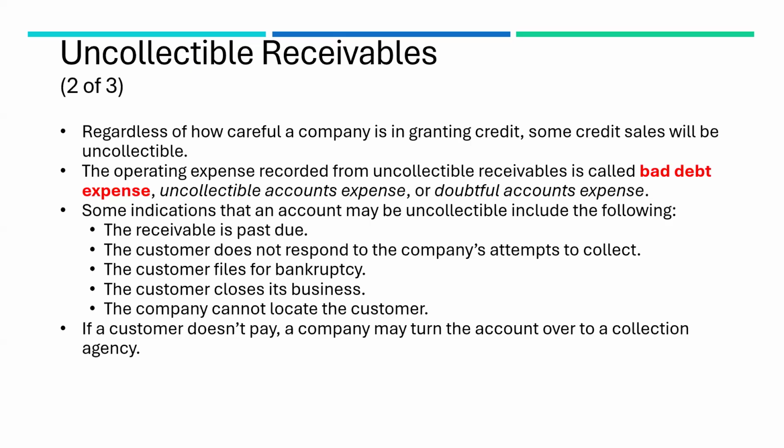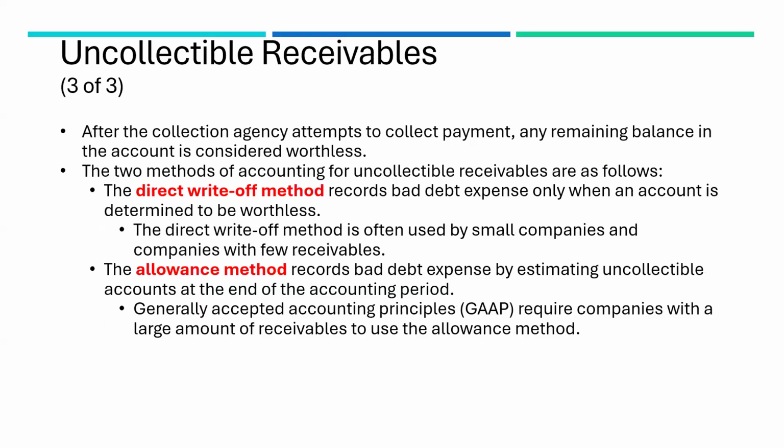And if the customer doesn't pay, the company might turn the account over to a collections agency, and then it'll eventually get collected, or not, or they might just never see that money again. And so there's 2 methods to account for this. One is the direct write-off method, and it expenses to bad debt expense when the account is written off. And it's really only used by small companies with few receivables because this is not a GAAP method.